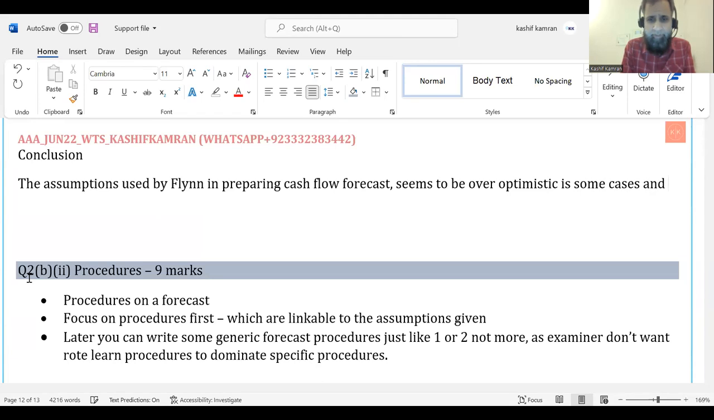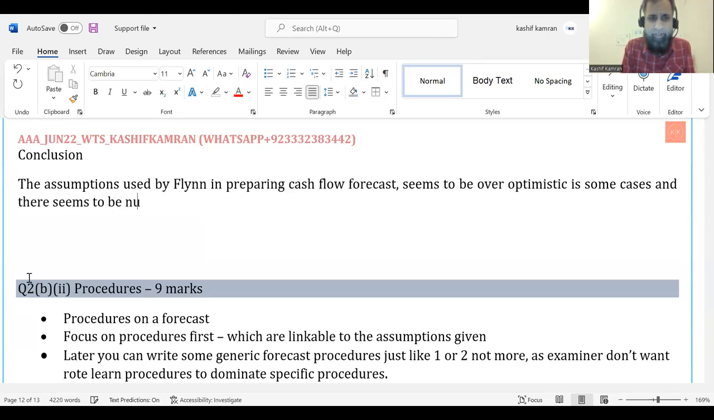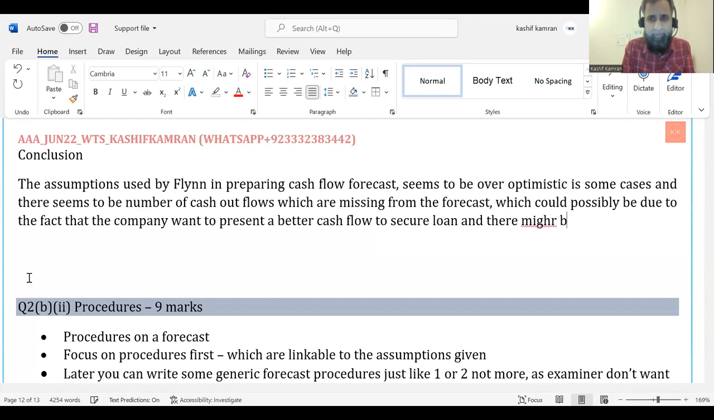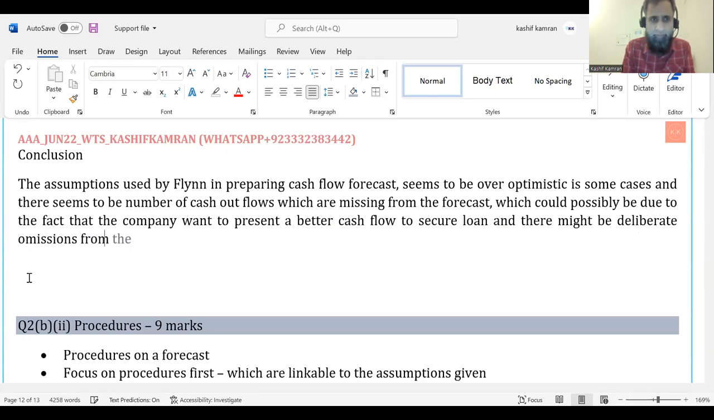and there seem to be a number of cash outflows which are missing from the forecast, which could possibly be due to the fact that the company wants to present a better cash flow to secure a loan, and there might be deliberate omissions from management. That is it.